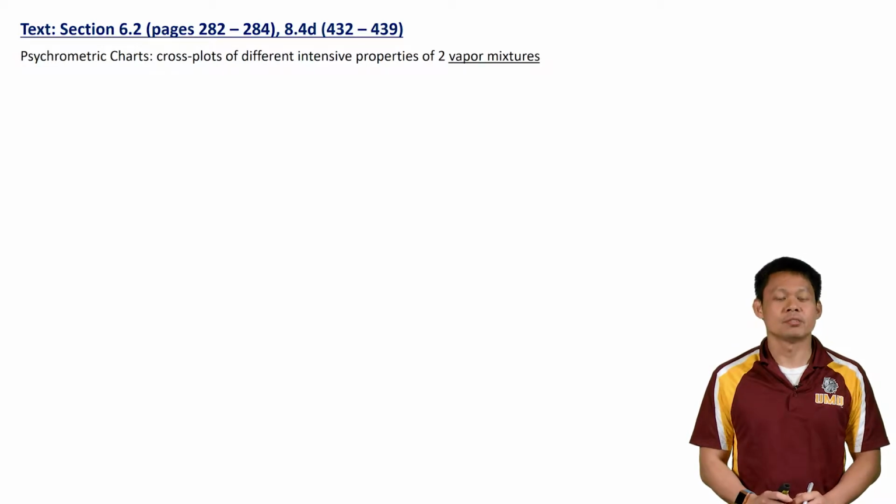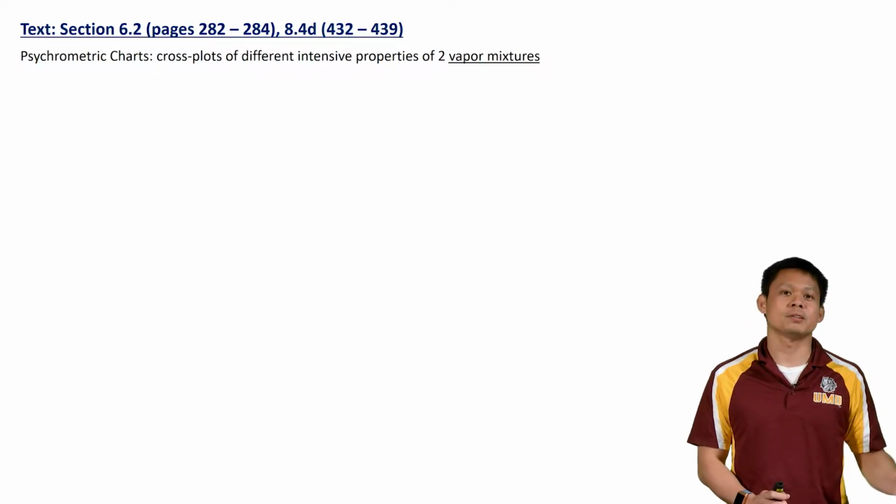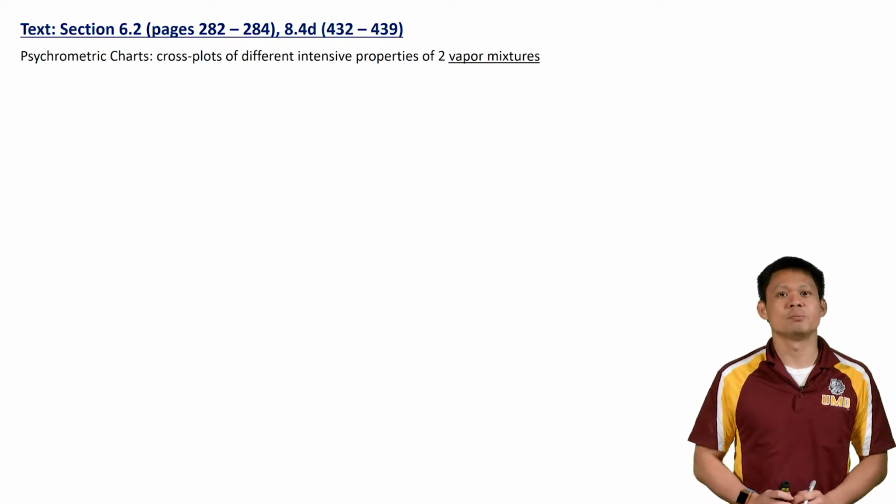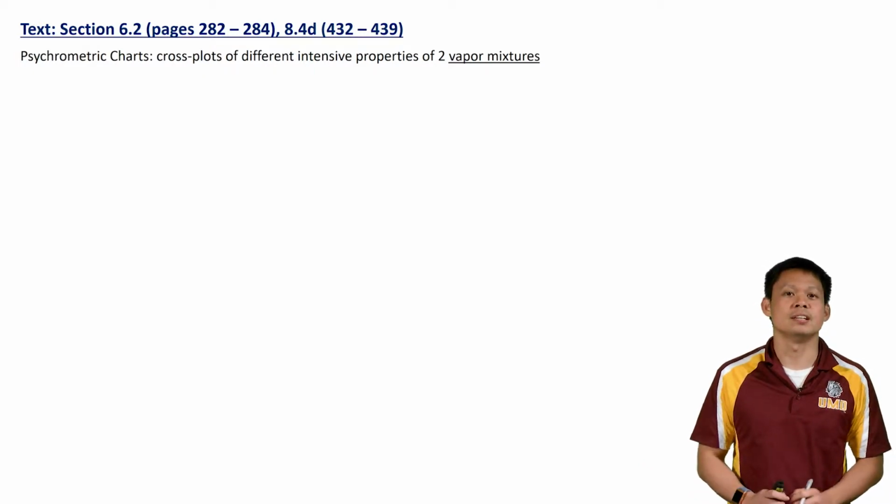The text reading is from section 6.2. So we're going back a bit to chapter 6, where we're looking at Gibbs phase rule, and that's on page 282 to 284. The new material that we're going to cover for most of this lecture is 8.4D, which is on page 432 to 439.